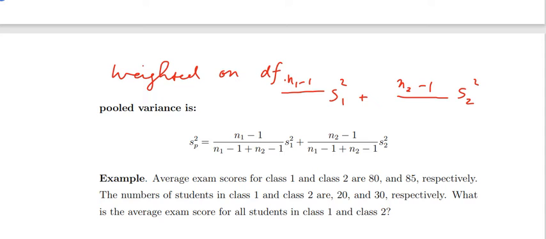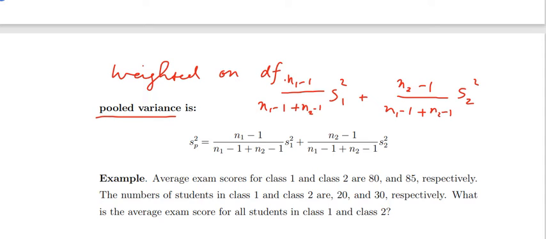Then for the total weight, you add them up: n1 minus 1 plus n2 minus 1. So here is also a total weight, n1 minus 1 plus n2 minus 1. Okay, so this is the pooled variance.